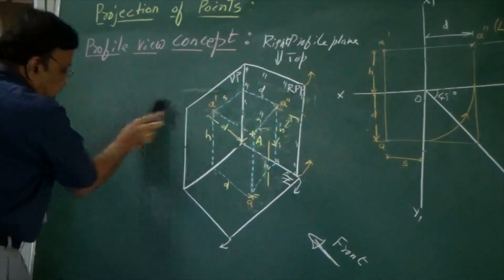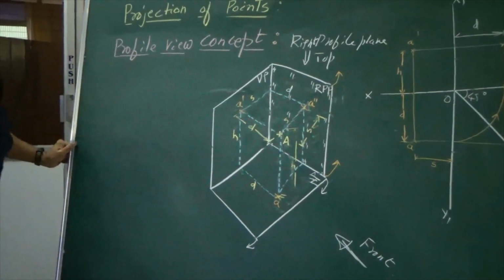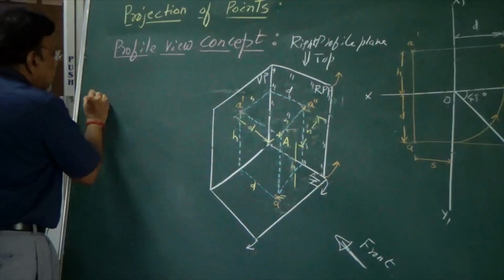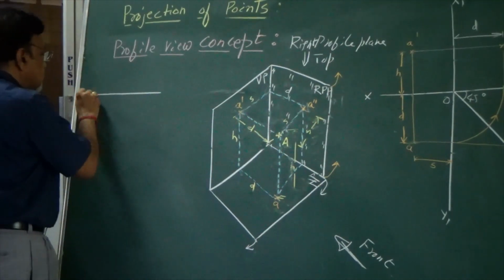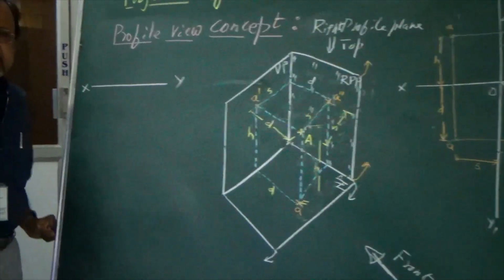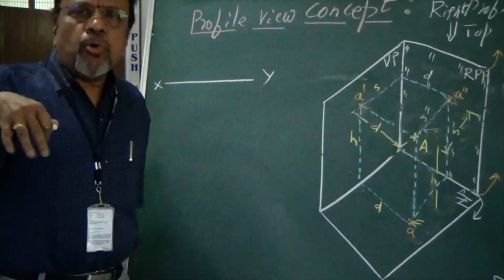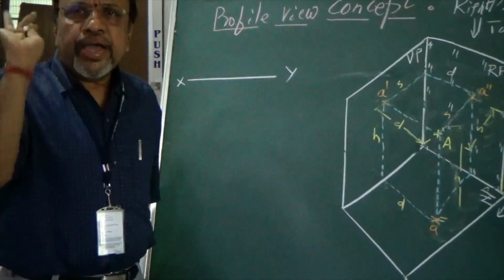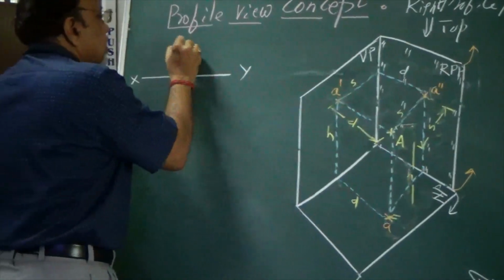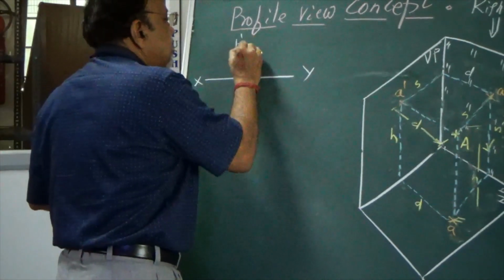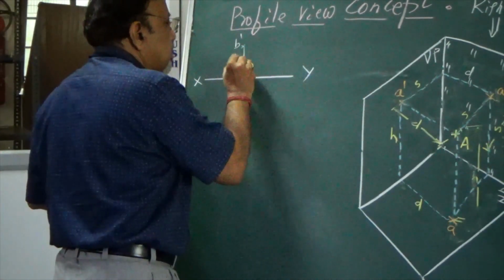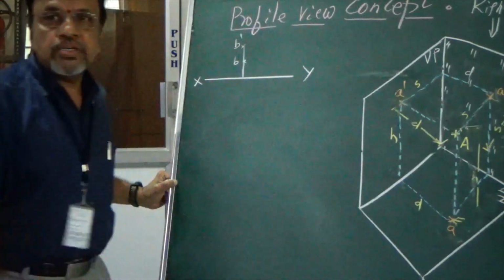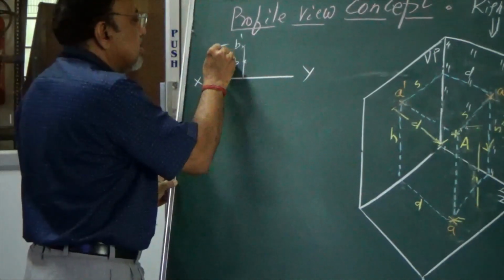What do you mean by a point in the second quadrant? Let us say we draw the XY line. If I say a point in the second quadrant, it means both the top view and the front view will be above the XY line. Now let us say this is B dash, and this is B. So B dash means what?